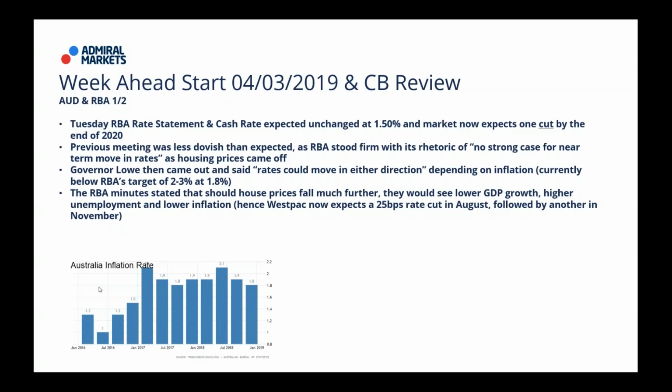Then we had the minutes. So the analysts at the banks and funds actually combed through the minutes. And the minutes stated that should house prices fall much further, so you need to look at house prices because the bank is already telling you what they're going to do. The RBA states if house prices fall much further, then we expect lower GDP growth, then we expect higher unemployment, then we expect lower inflation.